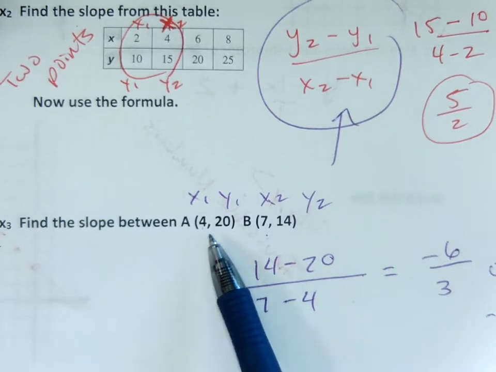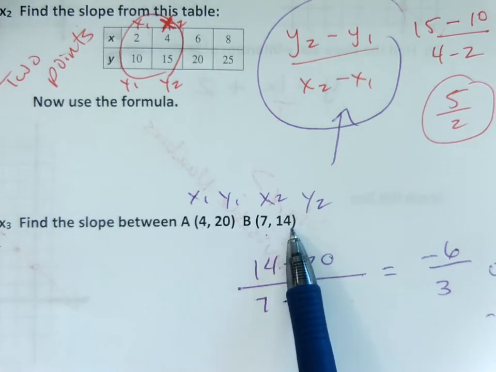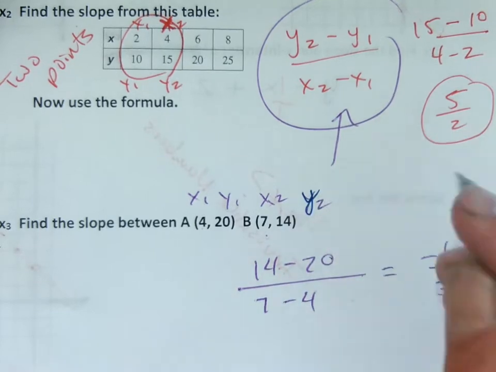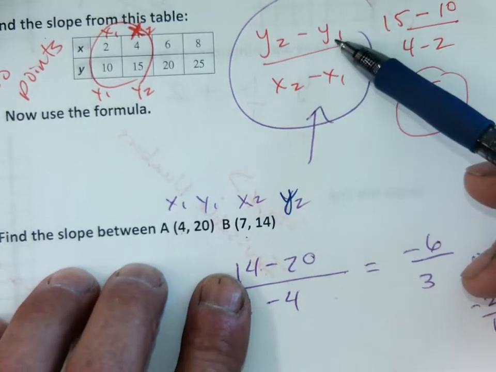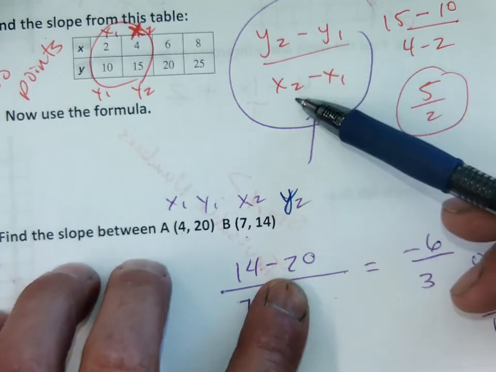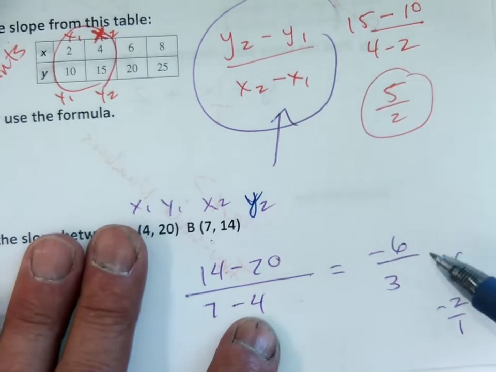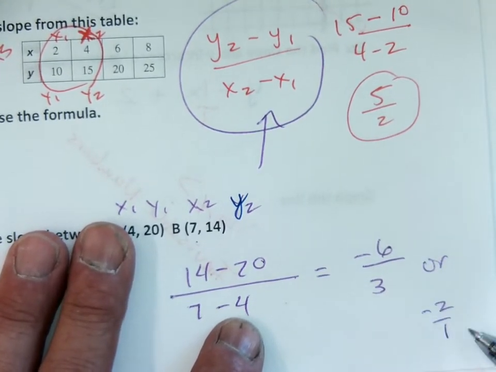First point, second point, x1, y1, x2, y2, and then that's a y. It looks like a bad looking y, huh? I just used my formula: y2, which is 14, subtract y1, which is 20, over x2, which is 7, subtract x1, which is 4. I got -6 over 3, or -2 over 1.